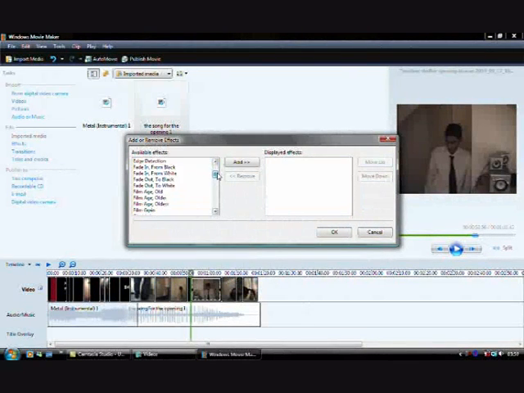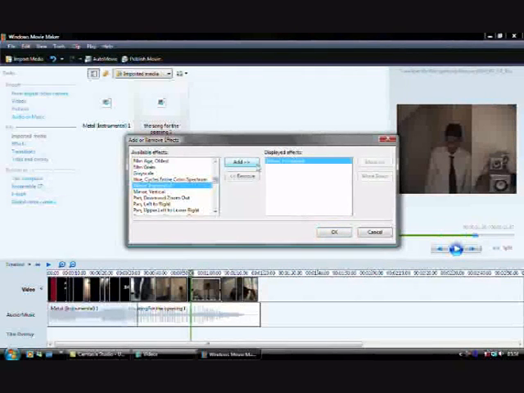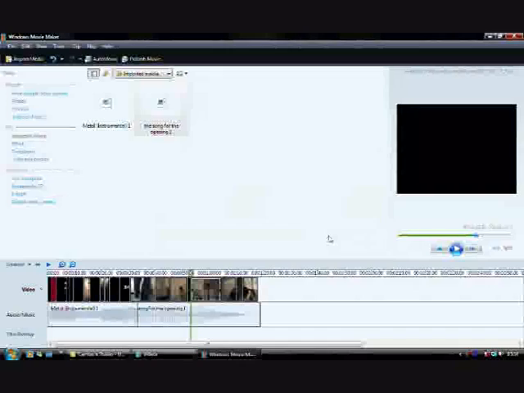Moreover, Movie Maker also allowed us to add many effects and transitions, such as the mirror effect that we used and the fade transition.